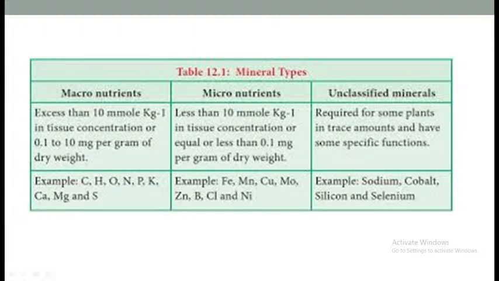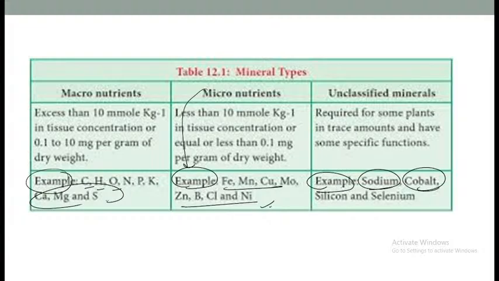Okay, let's continue. I have to cover this topic in today's class itself. So we have the macronutrients. In the macronutrients you have various examples like carbon, hydrogen, oxygen and all of them. You have micronutrients in which you again have various nutrients present. Then you have the unclassified ones, in which you have sodium, cobalt, silicon, selenium, etc. Remember this particular thing, very very important.